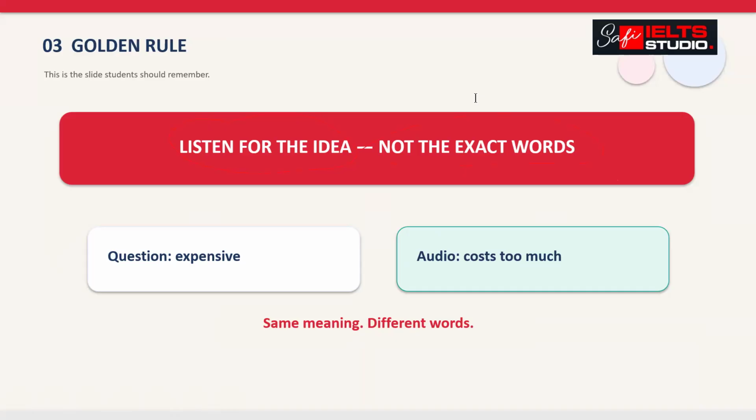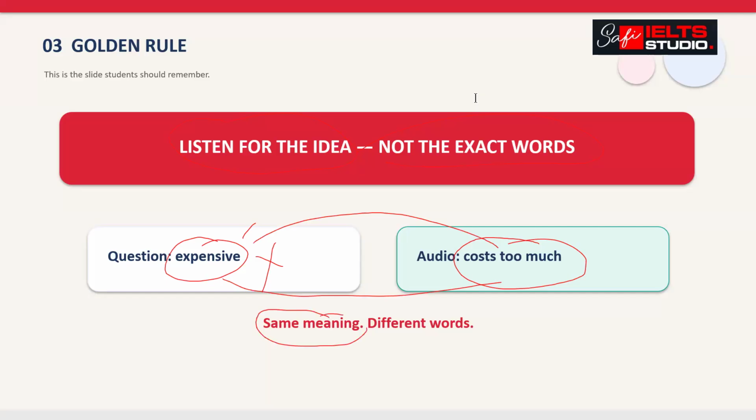Why do students lose marks in listening? Because they try to listen for the exact words. Suppose the question says expensive and you try to hear expensive, and the examiner repeats exactly the same word. That's a trap. That cannot be the right answer. Keep in your mind, the correct answer is always paraphrased. They are going to use a synonym for that. What if the audio says cost too much? Don't you think that if something costs too much, it means that it's expensive? Now both have the same meaning, different words.